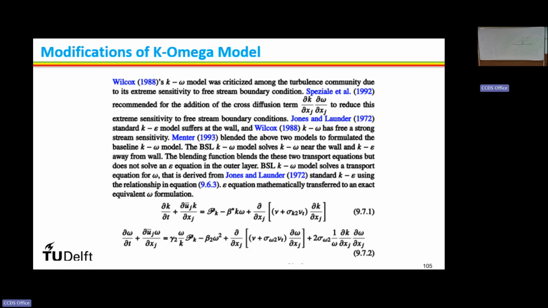Right? Once this cross term diffusion term is added and divided by omega, the performance of the k omega model improved a little bit compared to the sensitivity to the free stream. The model predicts well close to the boundary, but it was extremely sensitive to the free stream. Now the performance improved a little bit after adding the cross diffusion term.